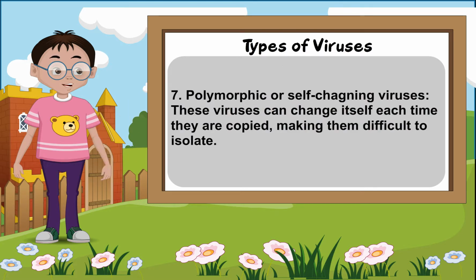7. Polymorphic or self-changing viruses. These viruses can change themselves each time they are copied, making them difficult to isolate.